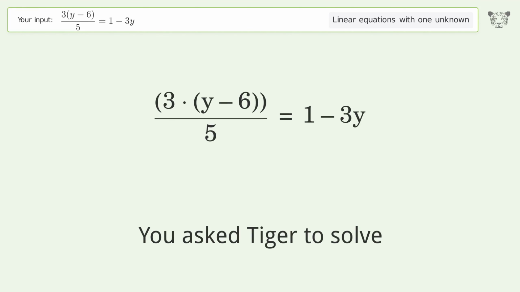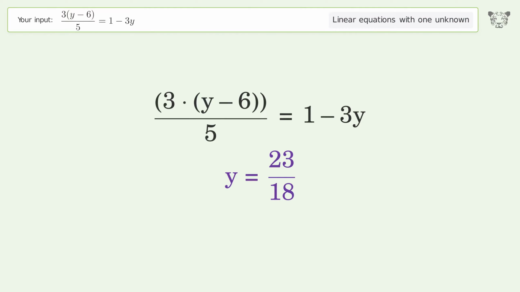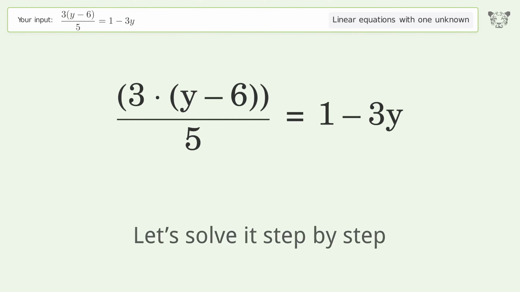You ask Tiger to solve. This deals with linear equations with one unknown. The final result is y equals 23/18. Let's solve it step by step.